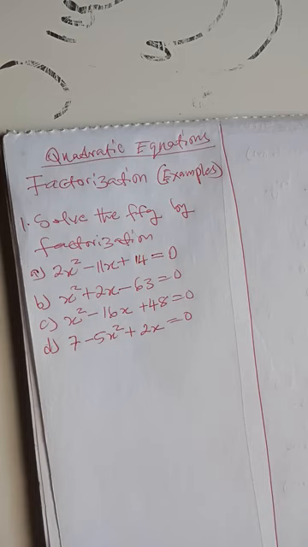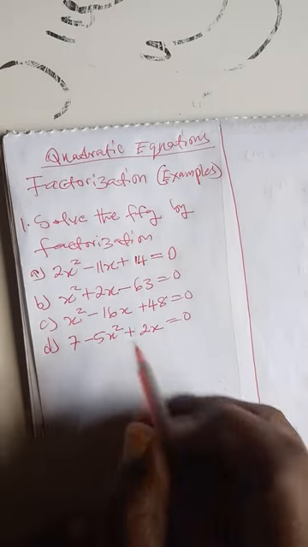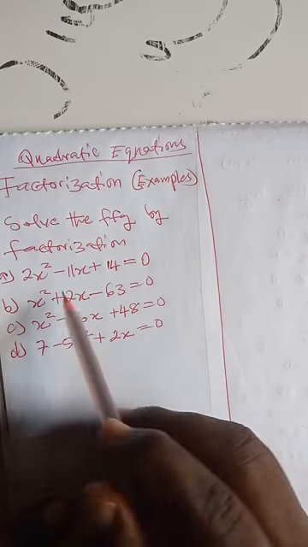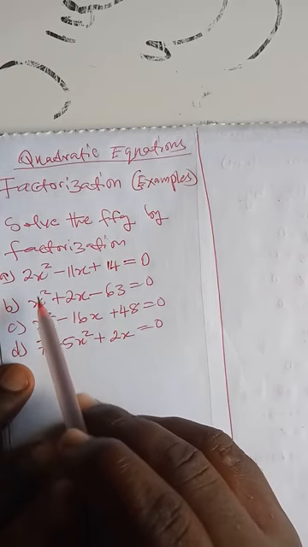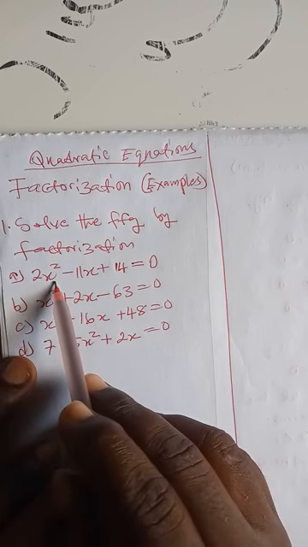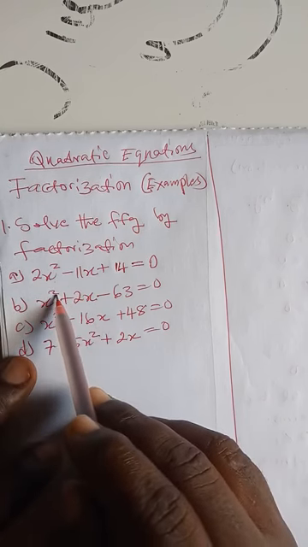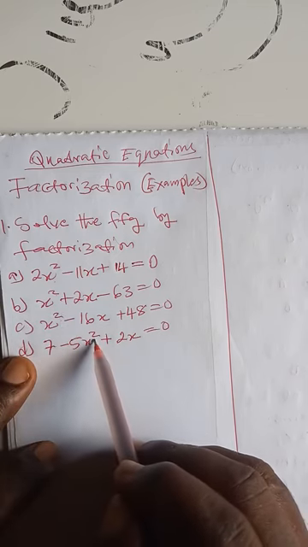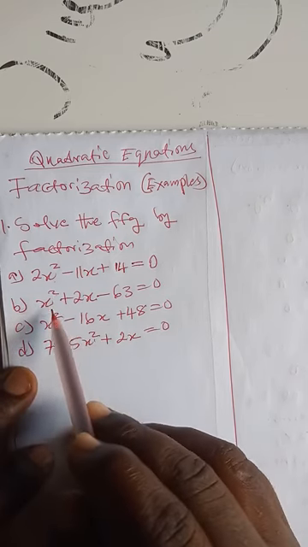Now, we have introduced these quadratic equations already, and I've defined them for you. So all I need now from you is to pay attention to these steps for solving quadratic equations by factorization. If you notice, we are going to solve this question. These ones have something in common. The first three here have the power 2 in the first term, but in this one, the power 2 is in the second term.